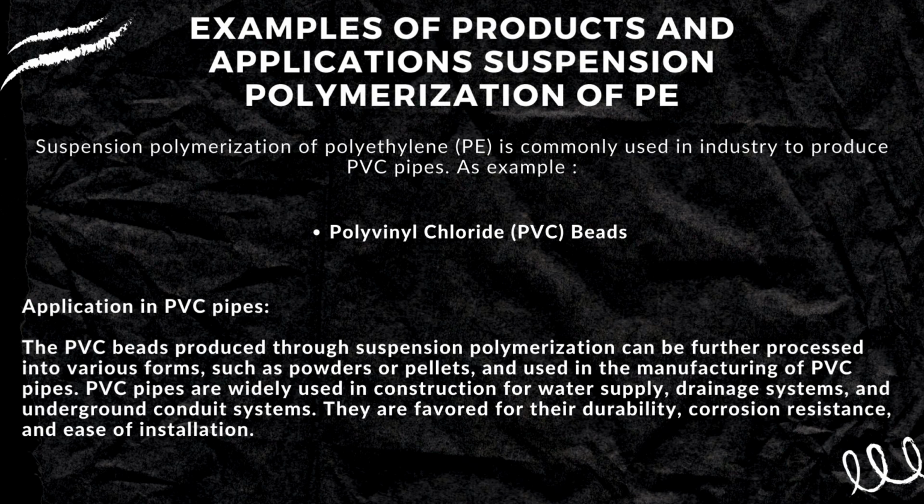The PVC beads produced through suspension polymerization can be further processed into various forms, such as powder or pellets, and used in the manufacturing of PVC pipes. PVC pipes are widely used in construction for water supply, drainage systems, and underground conduit systems. They are favored for their durability, corrosion resistance, and ease of installation.